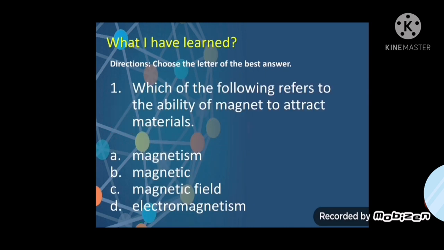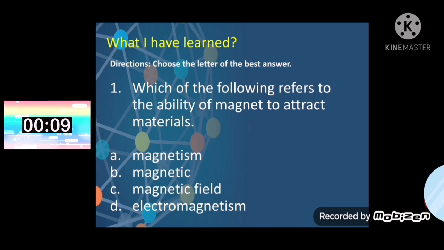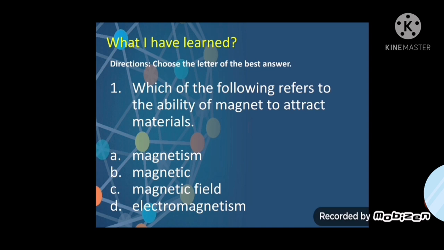For the evaluation, let us answer the following questions. You just choose the letter of the best answer. Number one question, which of the following refers to the ability of magnet to attract materials? A. Magnetism. B. Magnetic. C. Magnetic field. Or D. Electromagnetism. The correct answer is A. Magnetism.